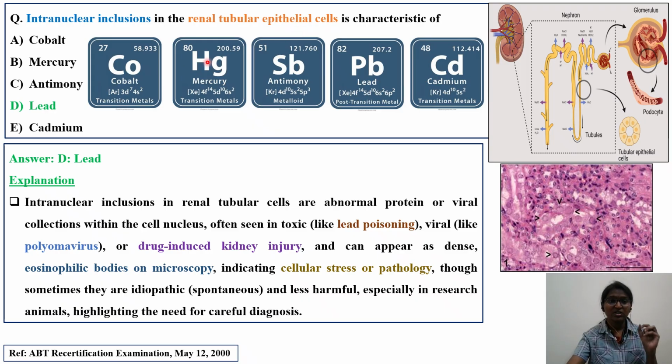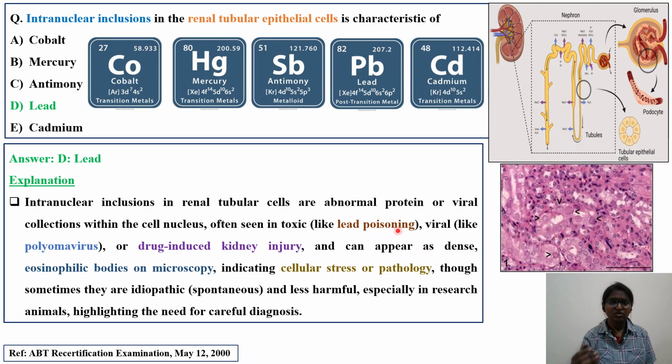So let us understand what this intranuclear inclusion is. Intranuclear inclusion in renal tubular cells: here you can see these tubular cells have abnormal proteins. A lead-protein complex will be formed, which will be there in the renal tubular cells, or viral collections within the cell nucleus. One more picture I will show you, often seen in toxicities like lead poisoning. So it is a characteristic feature of lead poisoning.